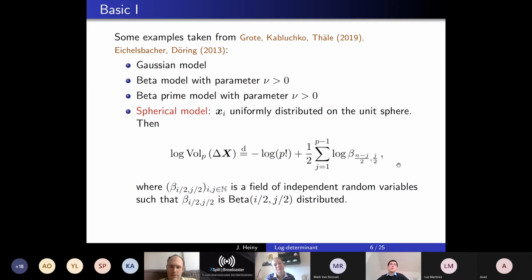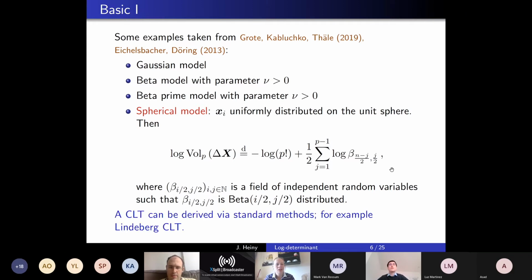And now, if we would like to derive, let's say, a central limit theorem, this can be readily done via standard methods. For example, using the Lindeberg CLT, and just check the conditions. Then if you center by the mean and divide by the variance, you obtain a standard normal distribution in the limit.